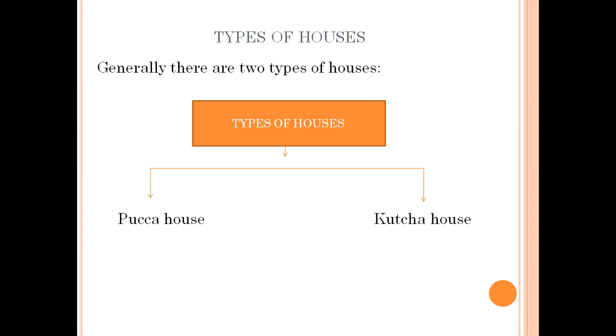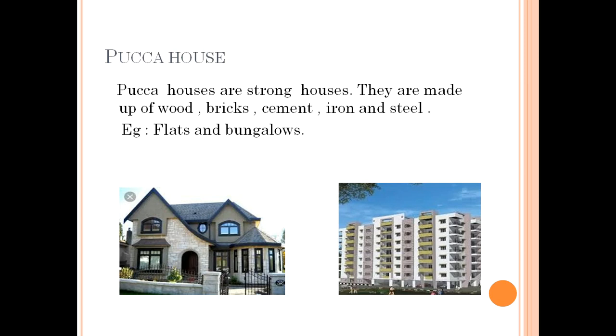Now, as we all know the reasons why do we need a house, now let us discuss about types of houses. Broadly speaking, houses can be categorized into two types, Pakka house and Kacha house. First, let me tell you about Pakka houses. Pakka houses are strong houses. The materials used in making these houses are wood, bricks, cement, iron, and steel.